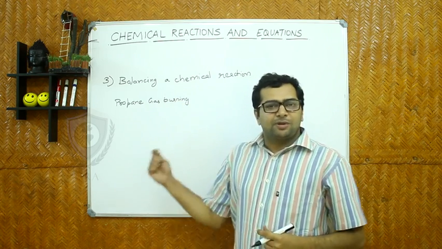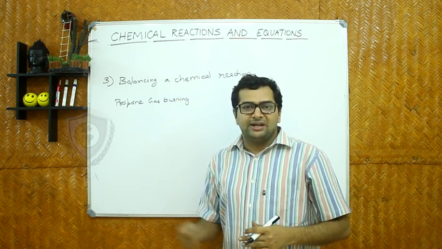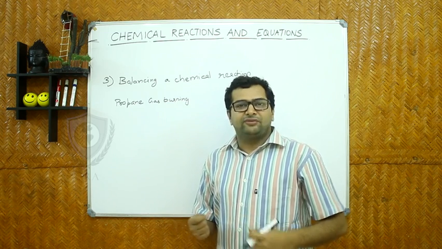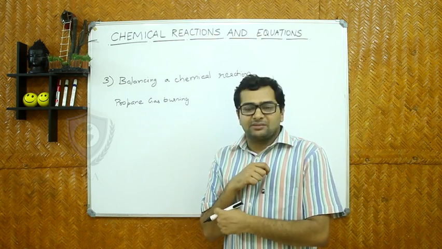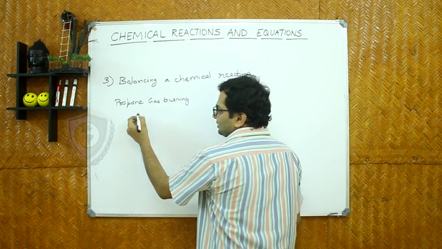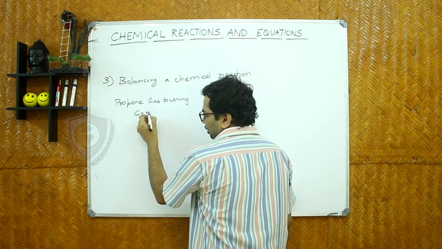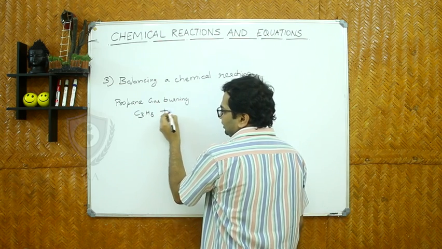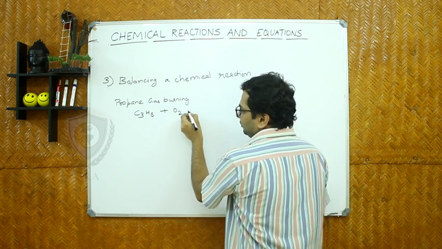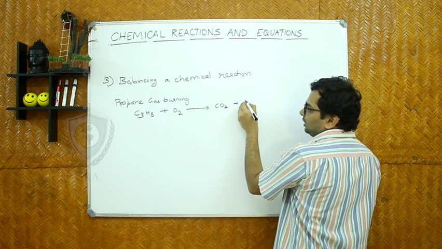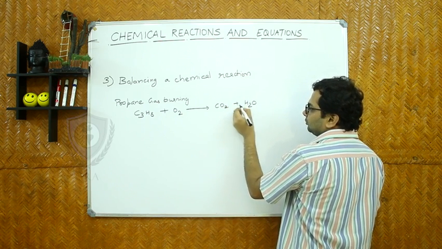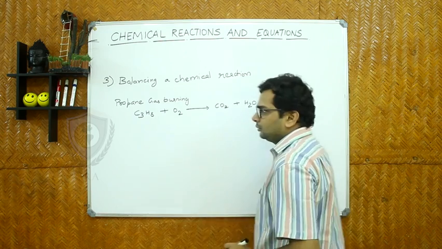Right? This is a process which happens in the petrochemical industry. You use a lot of propane gas in a lot of other industry, and this gas burns. So propane gas is denoted by C3H8, and it burns in the presence of oxygen, and it forms carbon dioxide, and it forms water. Right?